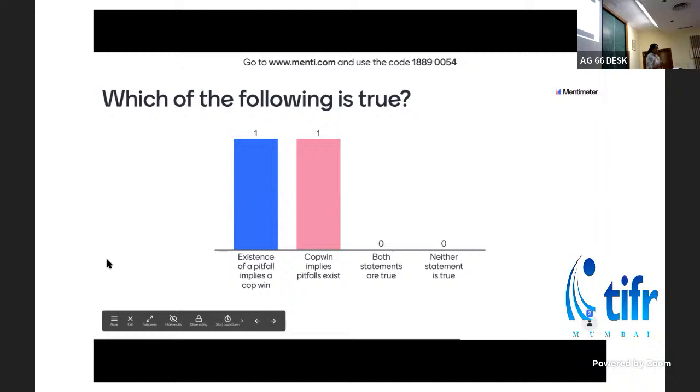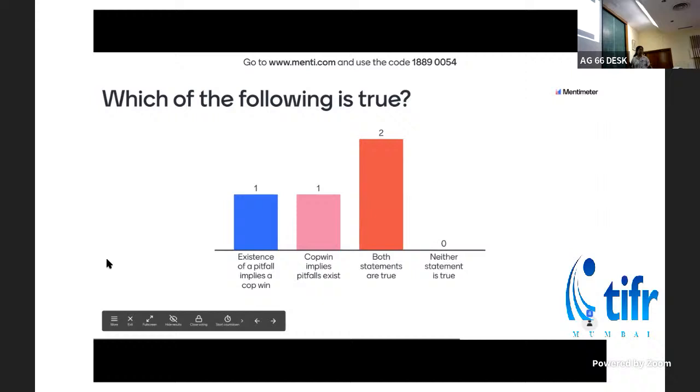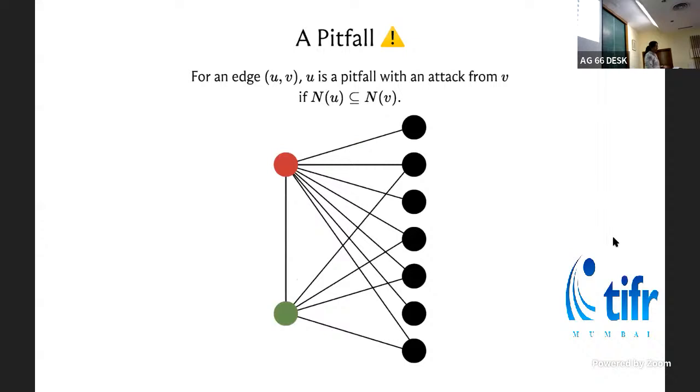So if you do have a pitfall attack situation like we saw on the previous slide, does that imply that the graph is a cop win? Or is it the case that every graph that is a cop win must have such a situation? Or both of them true? Is it true that a pitfall characterizes cop win graphs? If the existence of pitfalls characterized cop win graphs, then it's easy to turn that into an algorithm for figuring out if a graph is a cop win, right? Because you just examine every edge, check if it's a pitfall. If you found one, then you could declare that the graph is a cop win, okay?